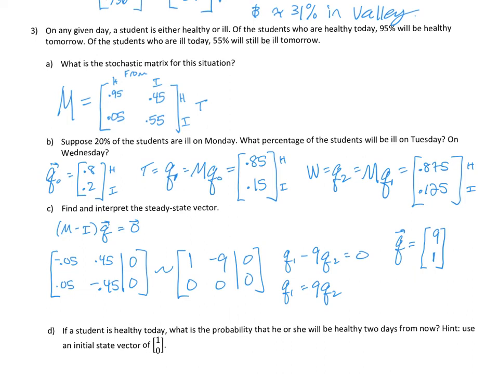So I picked the free variable and calculated Q1. That's not my steady state vector because it's not a probability vector. The entries have to add up to 1. So my Q steady state is the vector I just found, 9, 1, but I'm going to add the two entries together to get 10 and scale each entry by 1/10, divide each entry by 10. So I'm going to have 9 tenths, or 0.9, and 0.1.